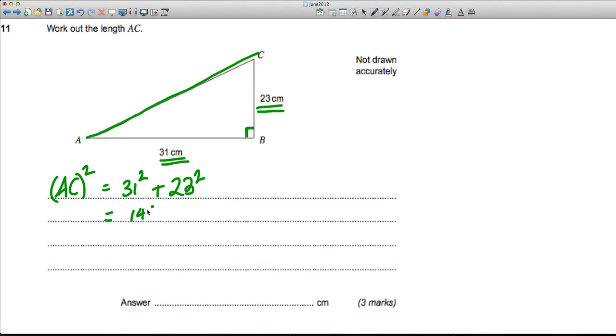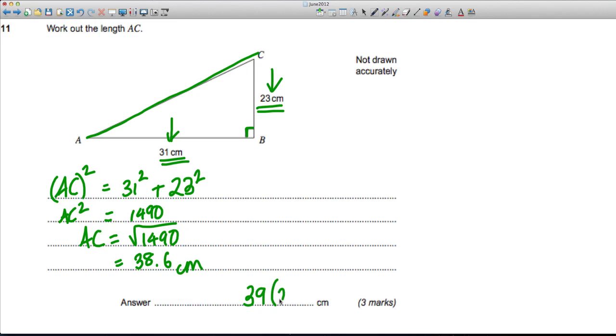You get 1490. So AC squared is 1490. So AC must be the square root of 1490, which is 38.6 centimeters. And we are given our workings to two significant figures. So let's give our answer back as two significant figures, but tell the examiner what you've done. 39 to two significant figures. Write the decimalised version first and then show that you've rounded it. There's your nice 3 easy marks.